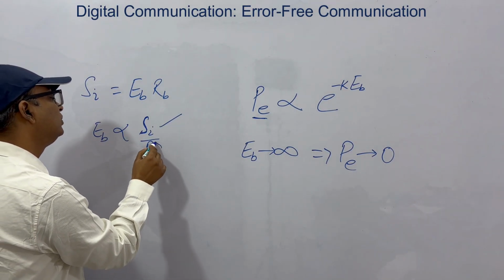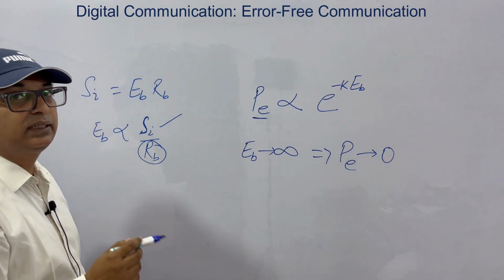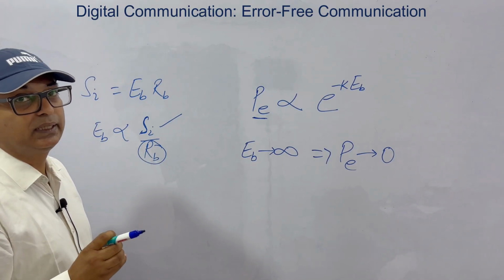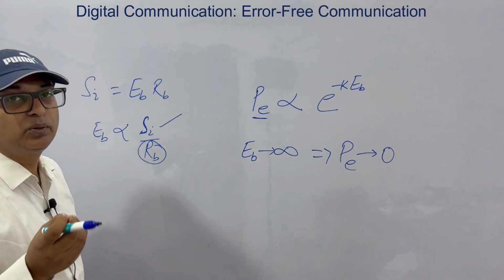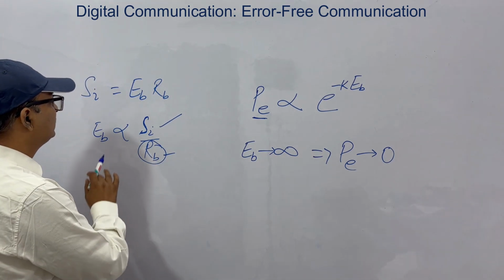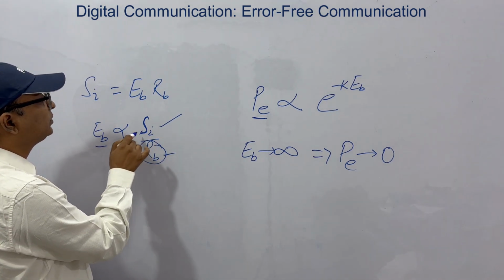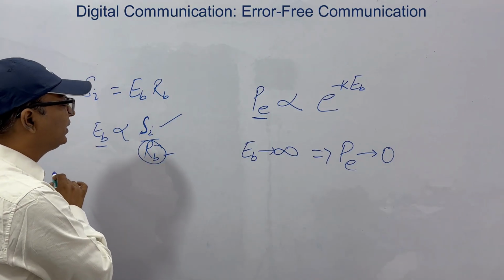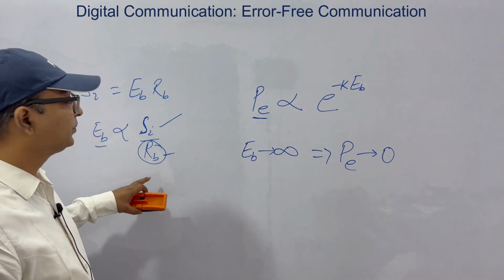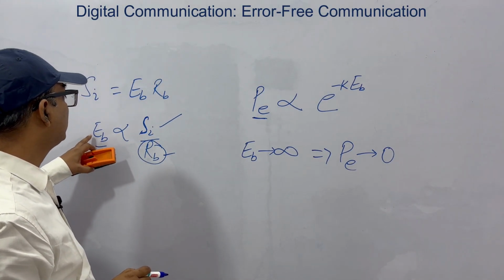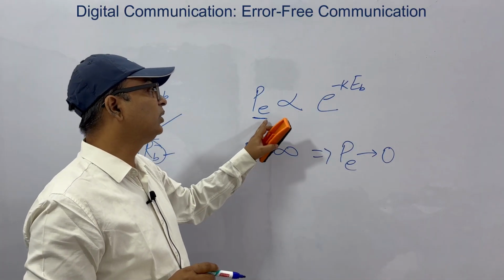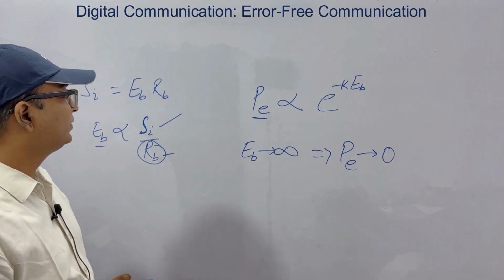Then the second way is to reduce the transfer rate. That is, if the transfer rate is 1 megabit per second, reduce it to 1 kilobit per second. This is also undesirable. But for the time being, EB is directly proportional to SI and EB is inversely proportional to RB. So if you decrease the data transfer rate, your energy per bit will increase, and this increase in energy per bit will actually lower your probability of error.